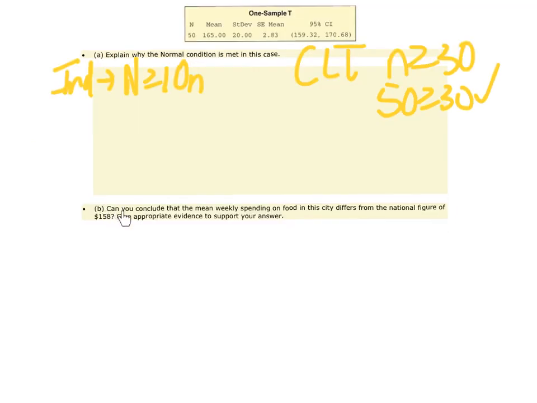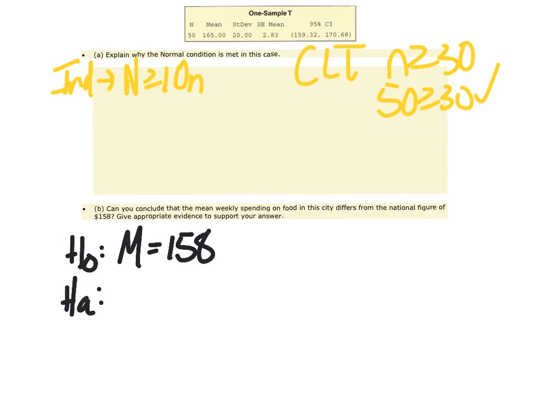Part B, can you conclude that the mean weekly spending on food in this city differs from the national figure of $158? Give appropriate evidence to support your answer. Now, the first thing I like to do is actually imagine what the hypothesis was. So is it different from 158? Therefore, H sub o was assuming that mu was 158. Is it different would be a two-sided hypothesis, so that mu is different from 158 is what they conducted here.